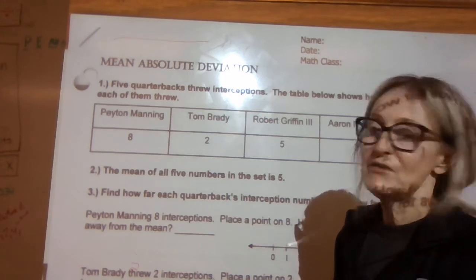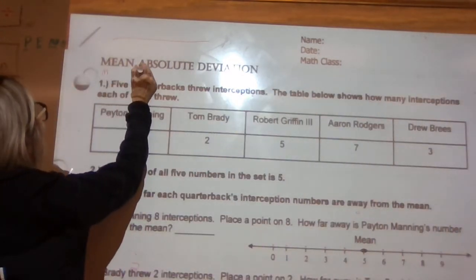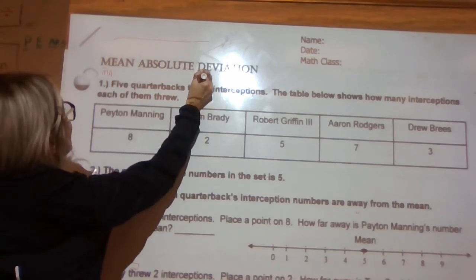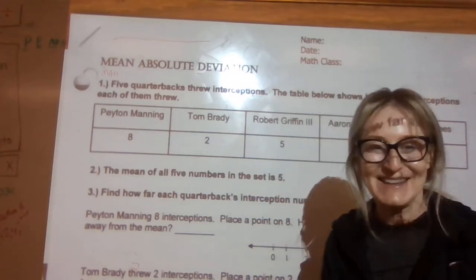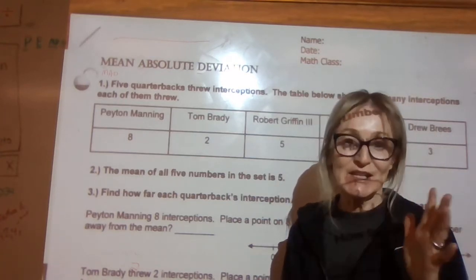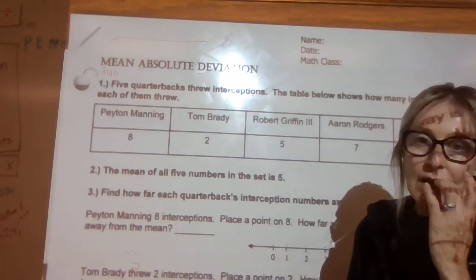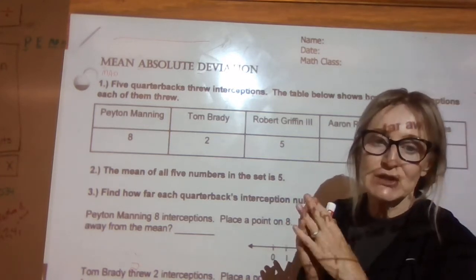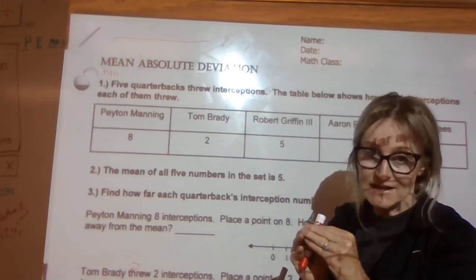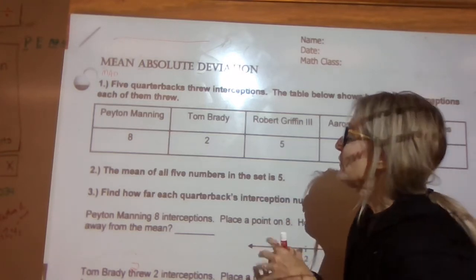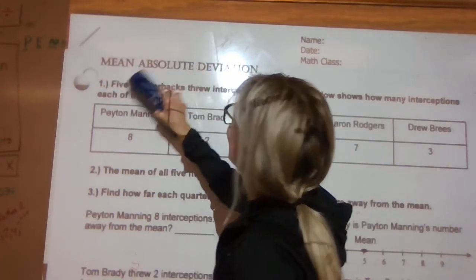The acronym for it is MAD, which I think is kind of funny. Mean absolute deviation. And kids always tell me that it makes them mad that they have to do it. But once you get the hang of it, it's actually kind of fun. And if you use the name, it will remind you what it is you need to do. So the first thing you need to do in MAD is find the mean.